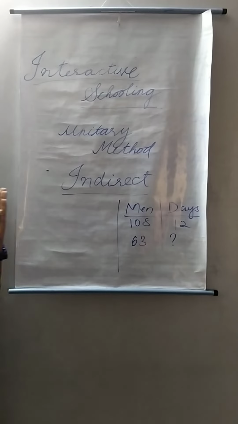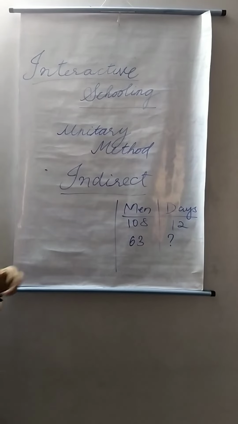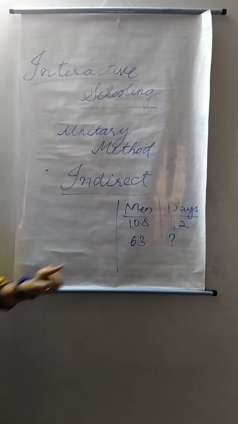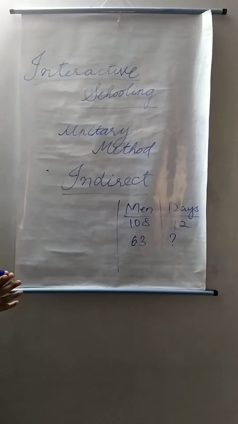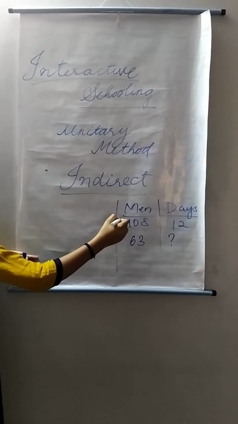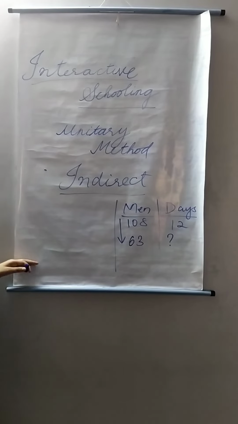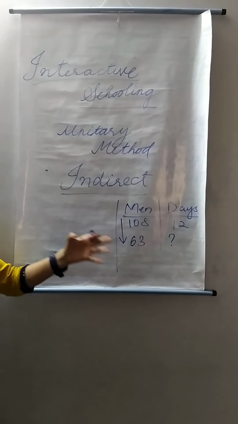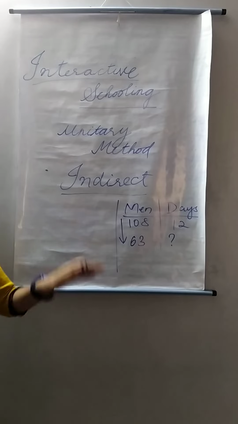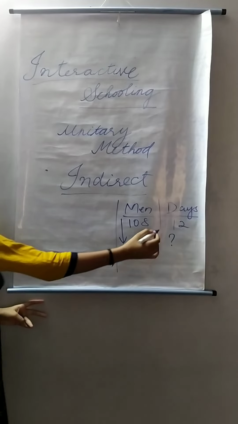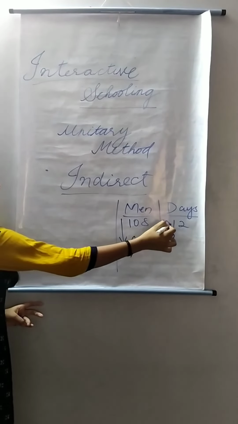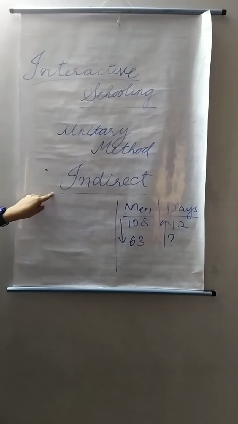So this is our problem in the indirect method. There are 108 men who can eat some amount of food in 12 days. If there are 63 men, in how many days will the same amount of food be consumed? Well, here the number of men has decreased. Therefore, the amount of food consumed in one day will also decrease. Therefore, the time taken to consume the whole lot of food will increase. Therefore, the days will increase. So, this is the indirect method.